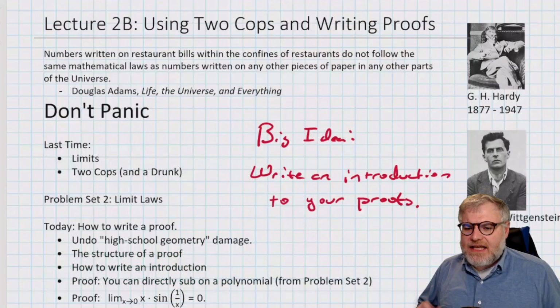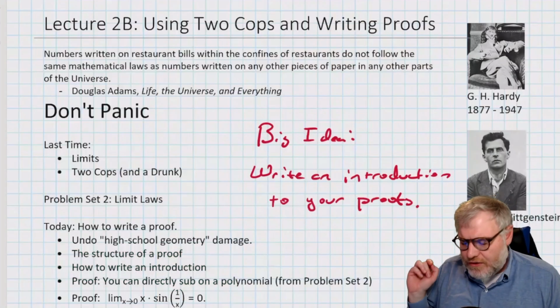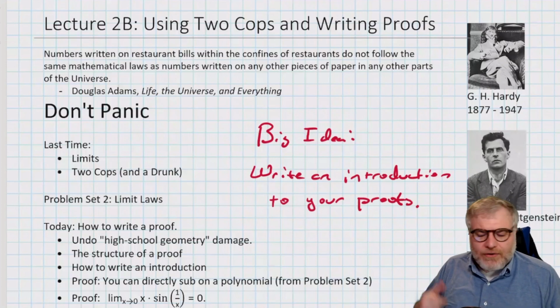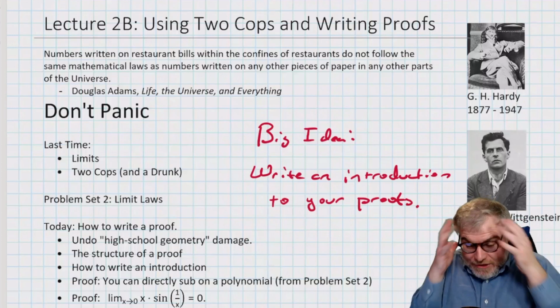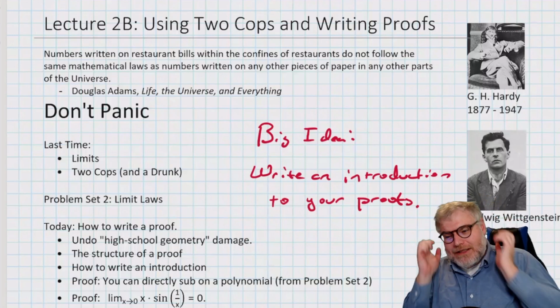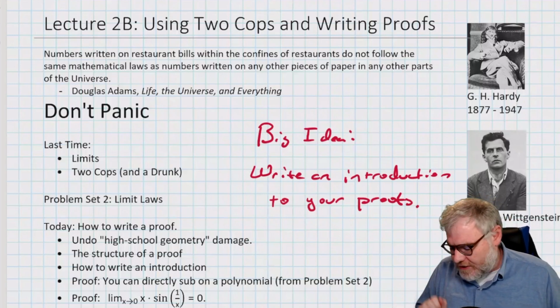This is Calculus 1, Lecture 2B, using two cops and a drunk and writing proofs. So today what we want to emphasize, last time we talked about limits and we stated what two cops and a drunk was. Today we want to talk about how to write up proofs, and we want to kind of undo some high school geometry damage. No proofs, no geometry. We don't want to have flashbacks on geometry.